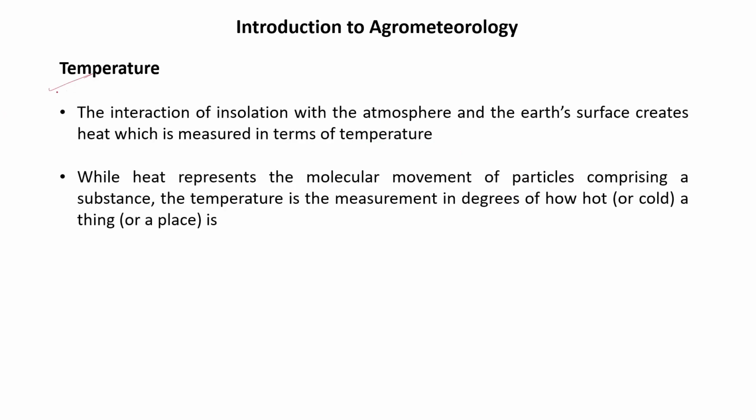Okay, so next is temperature, the interaction of insolation with the atmosphere and the earth's surface. So we have the earth's surface and we have the atmosphere above it. This is the atmosphere, right? So this creates heat which is measured in terms of temperature. While heat represents the molecular movement of particles comprising a substance, the temperature is measured in the degree of how hot or cold a substance or a place is. Okay, so that is the measurement of the heat.